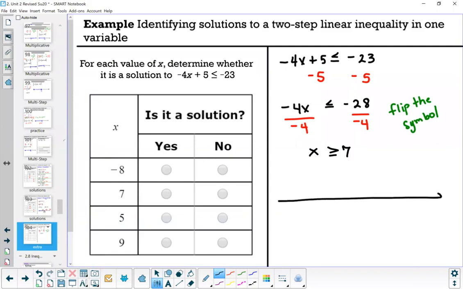Okay, so now our graph. Solid circle at 7. And now we're going up the number line. All right, so now let's go through each of these questions. Negative 8, is negative 8 on the blue part or not? Negative 8 would go down here somewhere. So that's not a solution.